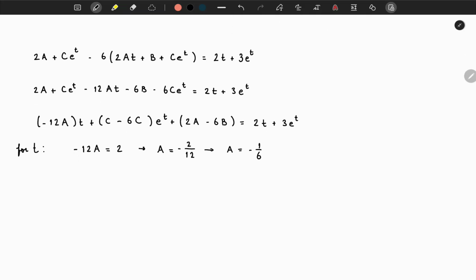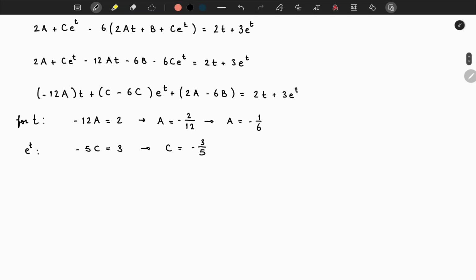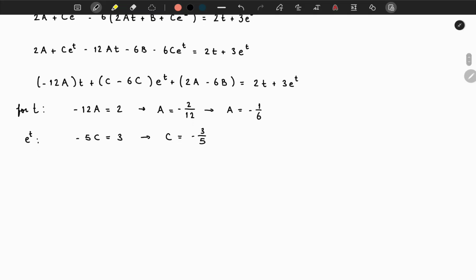Now the second constant we can find, which is really easy, is c. So we can use the e^t function. Okay, so c minus 6c. Well, we know that c minus 6c is going to be negative 5c, and that is equal to 3e^t. So it's equal to 3. So all we have to do now is isolate for c, and we get that it's equal to negative 3 over 5.